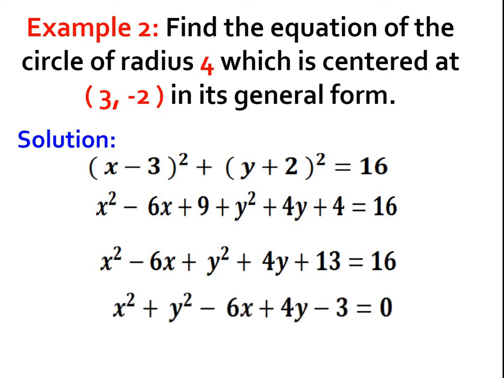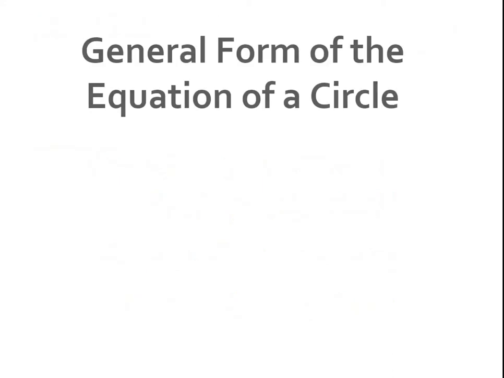Okay, simplify further. We need to rearrange. The first and second must have the exponent 2. So we have x squared plus y squared minus 6x plus 4y minus 3 from 16 and 13. If you transpose 16 from the right to the left, it will become negative 16. So therefore, 13 minus 16 is negative 3. So that is the equation.